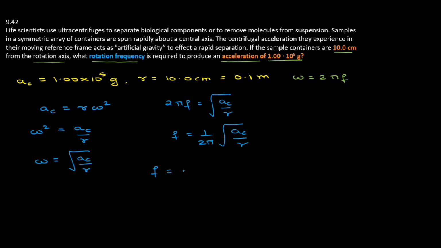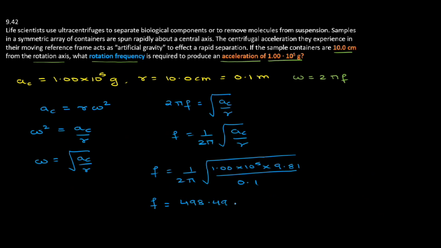Now substitute 1 over 2 pi square root. Acceleration is 1 times 10 to the power 5 times g, and g is acceleration due to gravity, which is 9.81, over the distance r, which is 0.1. And when you solve this, you will get the frequency as 498.49 hertz, which you can round off to 498.5 hertz. This is your final answer.